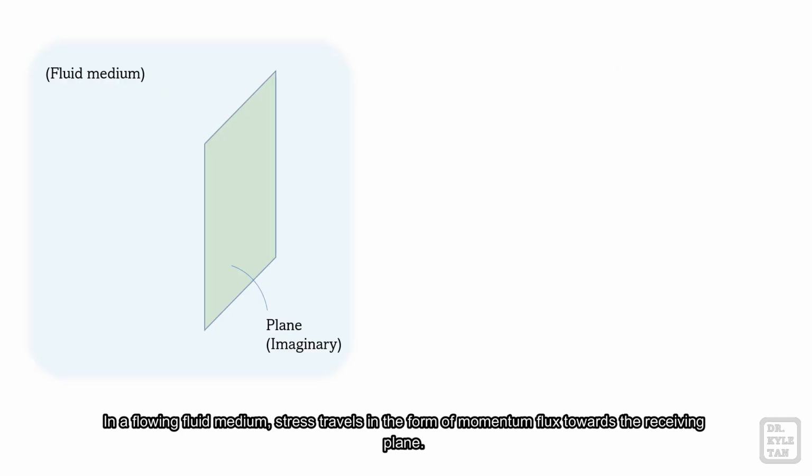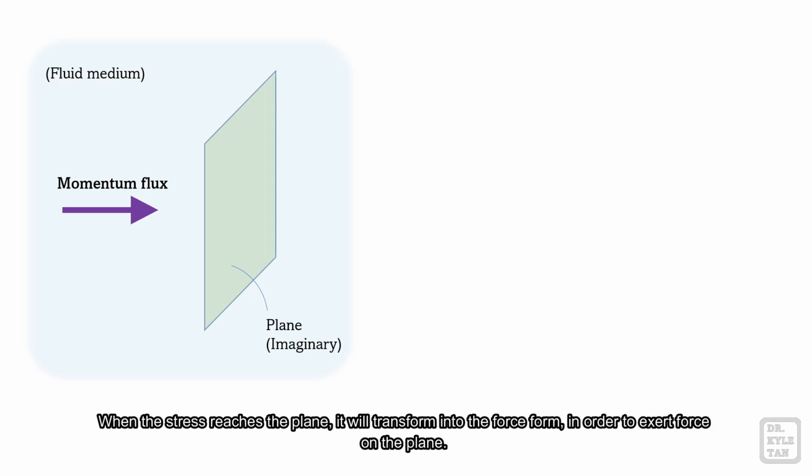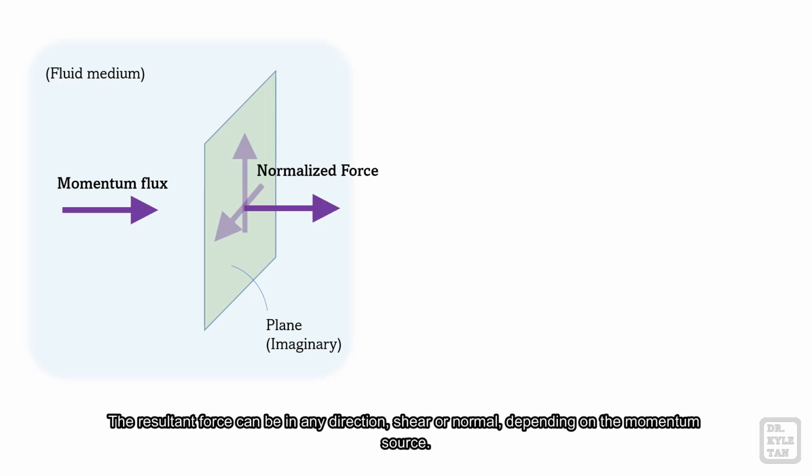In the flowing fluid medium, stress travels in the form of momentum flux towards the receiving plane. When the stress reaches the plane, it will transform into the force form in order to exert force on the plane. The resultant force can be in any direction, shear or normal, depending on the momentum source.